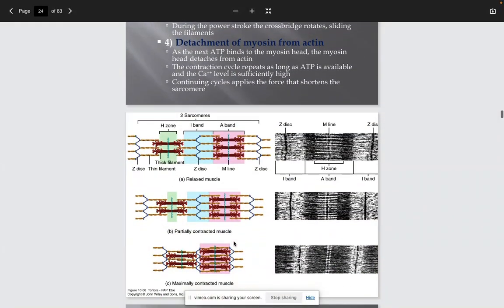This is just a picture showing you the relaxed muscle, how the muscle is relaxed. And as the muscle shortens, it gets closer. Z disc and Z disc get closer together. Here you can see the Z disc. Here you can see the Z disc. You can see the muscle is shortening.